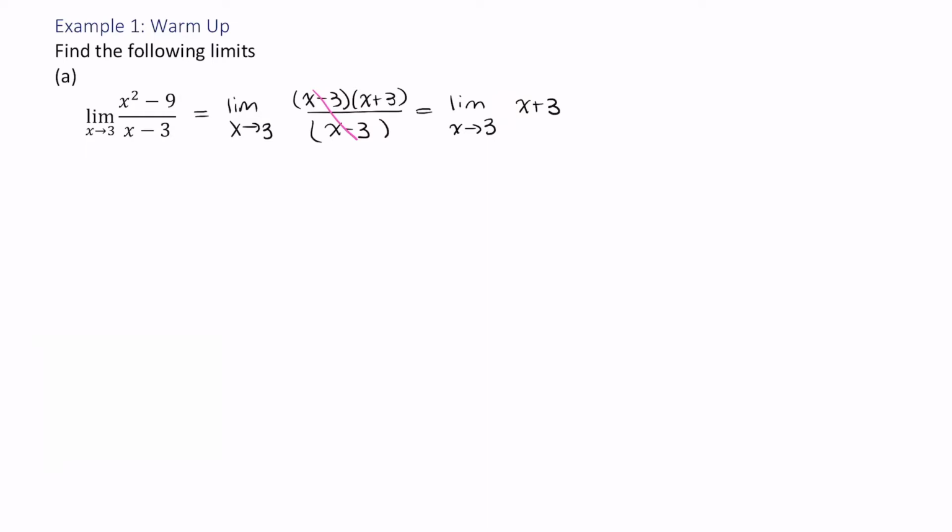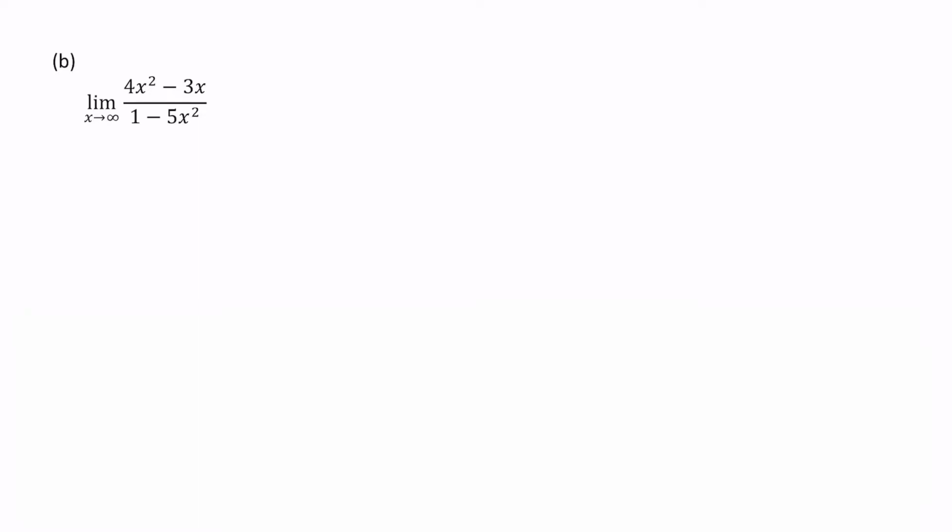We can now apply direct substitution. So the limit of x squared minus 9 divided by x minus 3 as x approaches 3 is equal to 6. Let's look at our next warm-up. We have the limit of 4x squared minus 3x divided by 1 minus 5x squared as x approaches infinity.